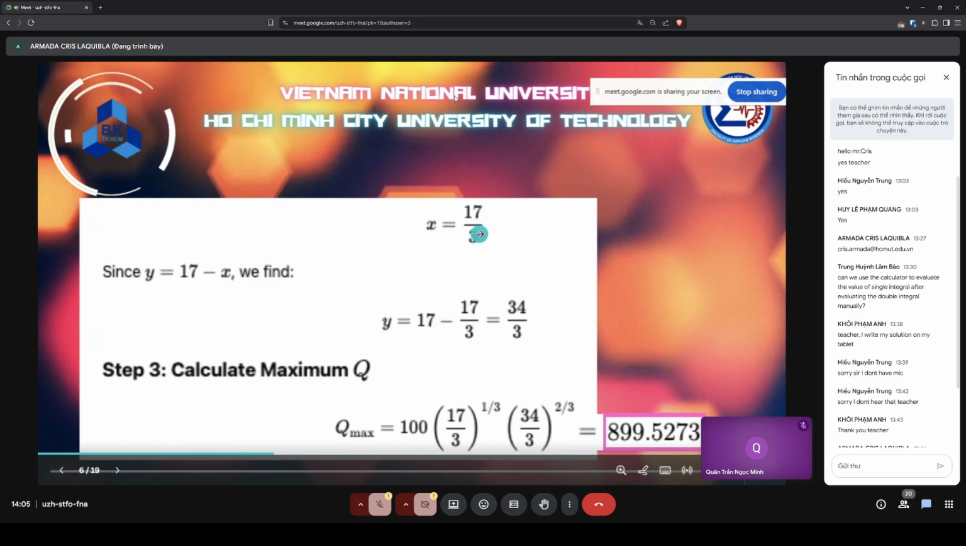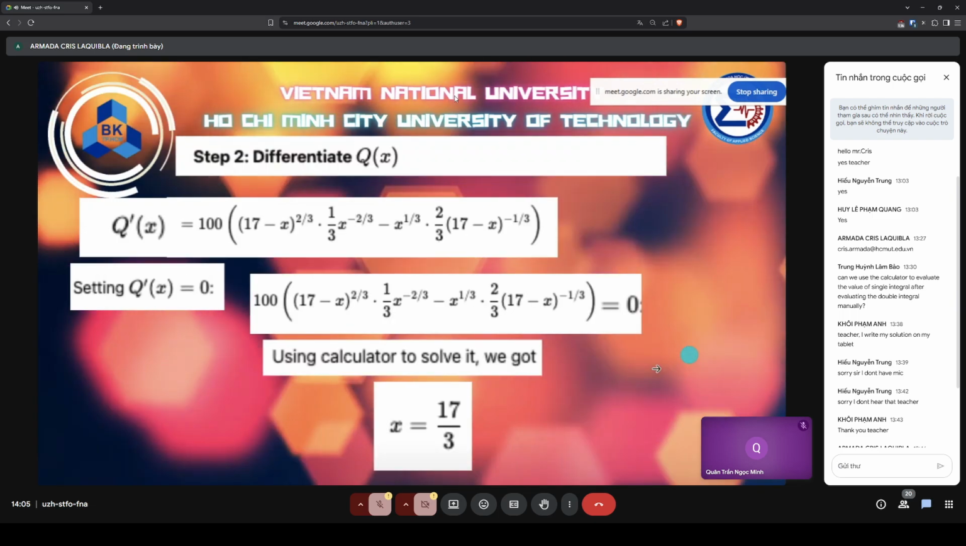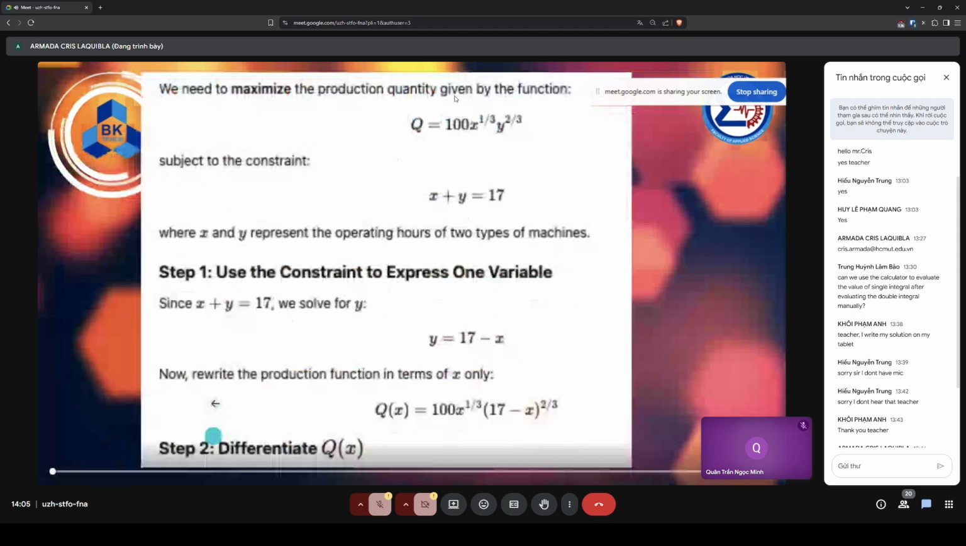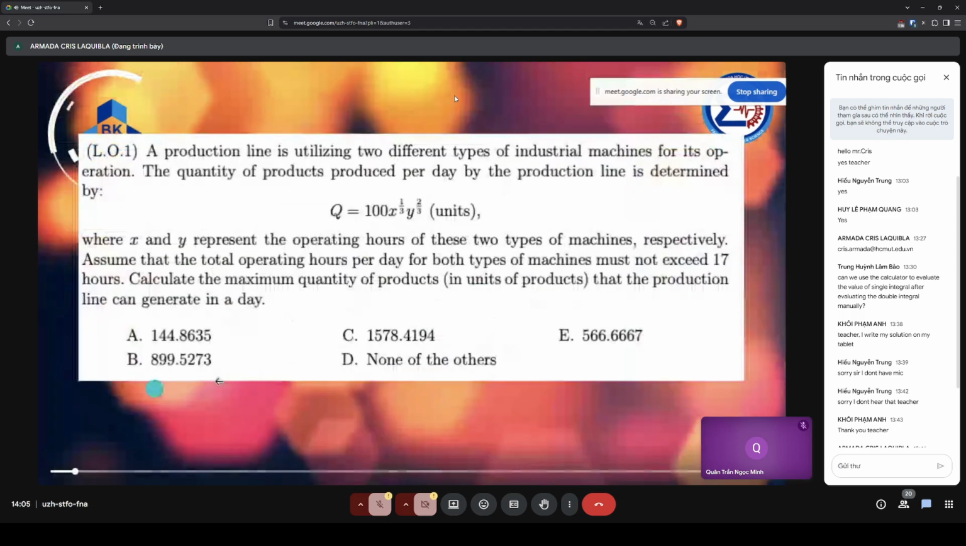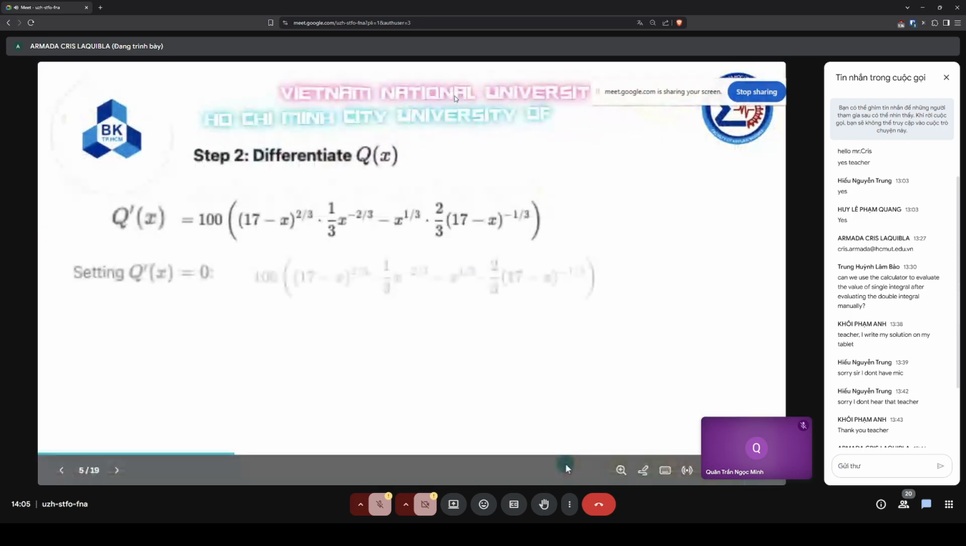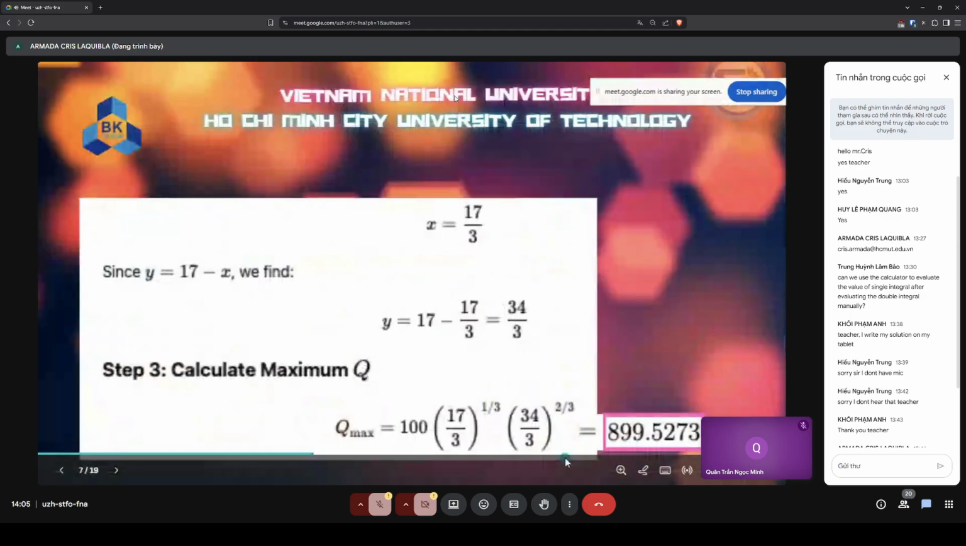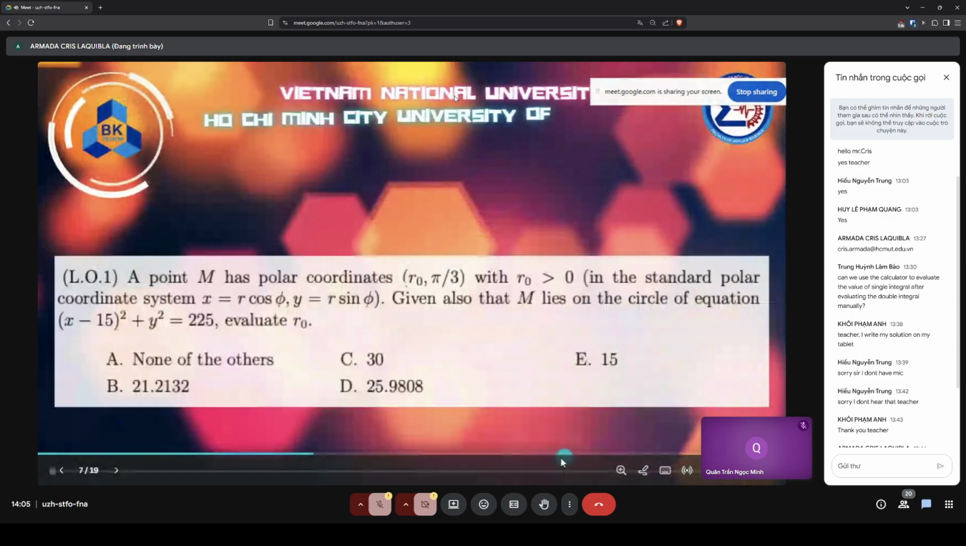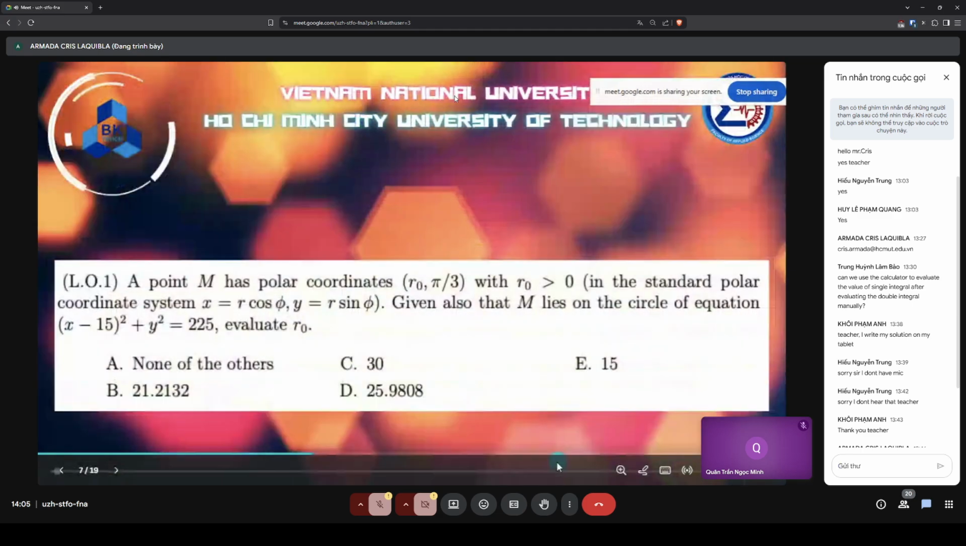Next, class, what to do to get the maximum value? Just substitute it there directly in your Q. And that is now the answer, 899.5273. And that is here, letter B. The answer here is letter B. That's the maximum quantity of products that they can produce.